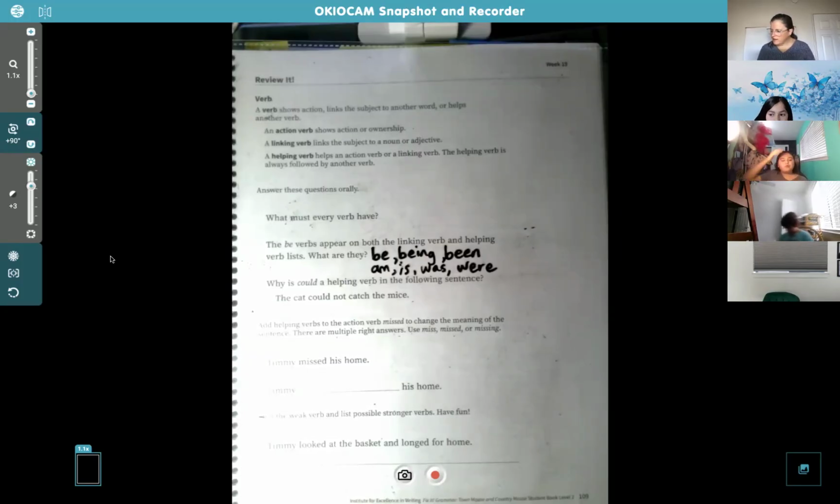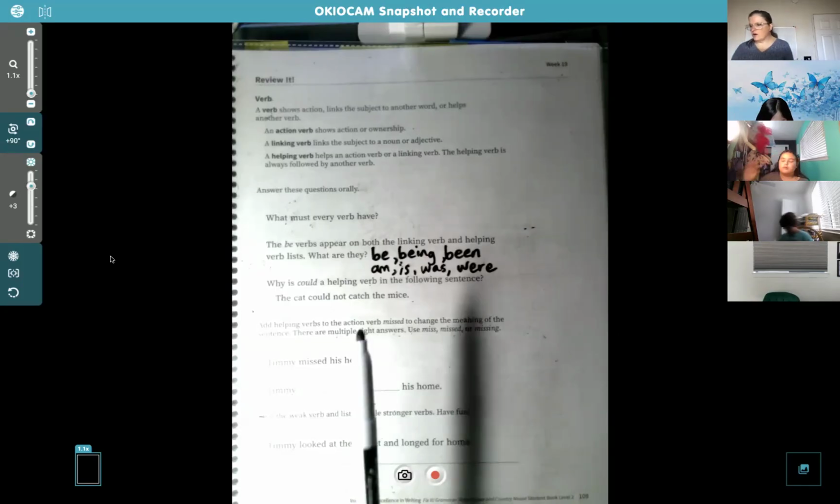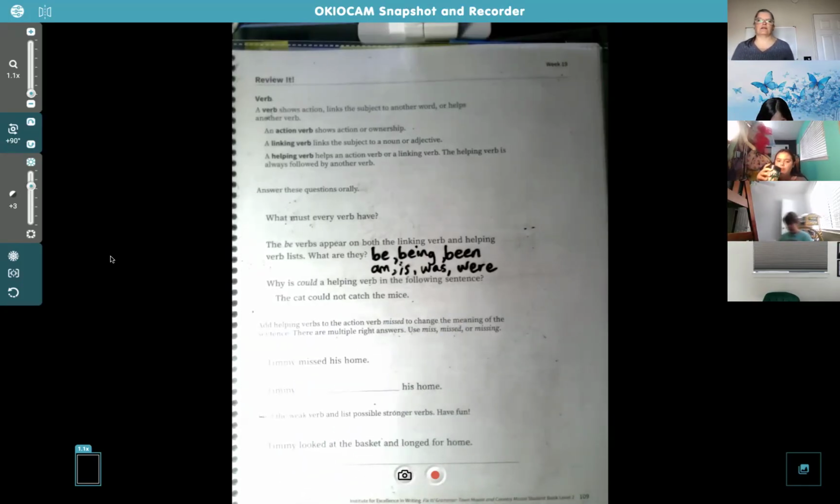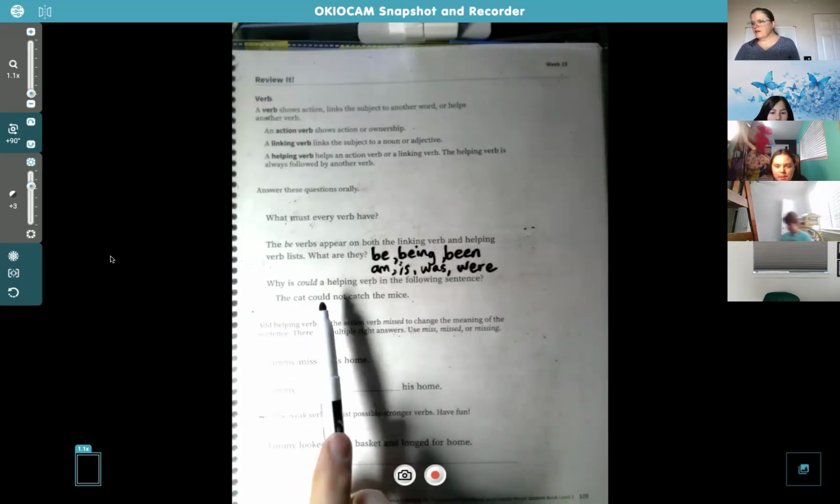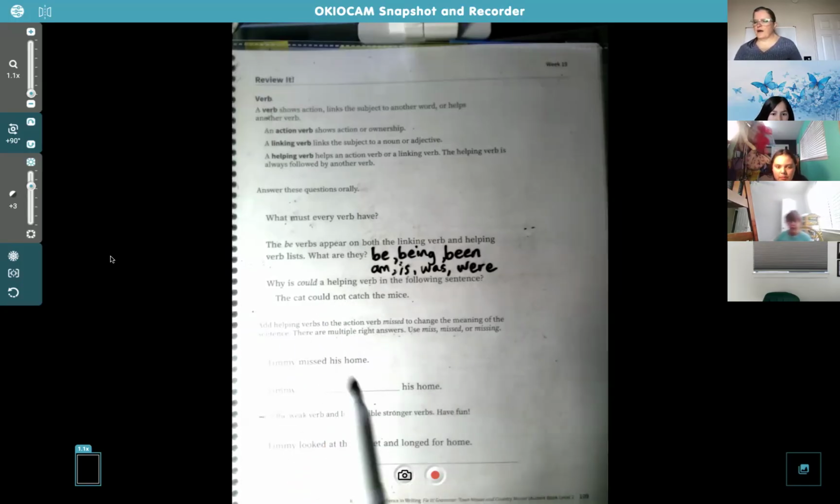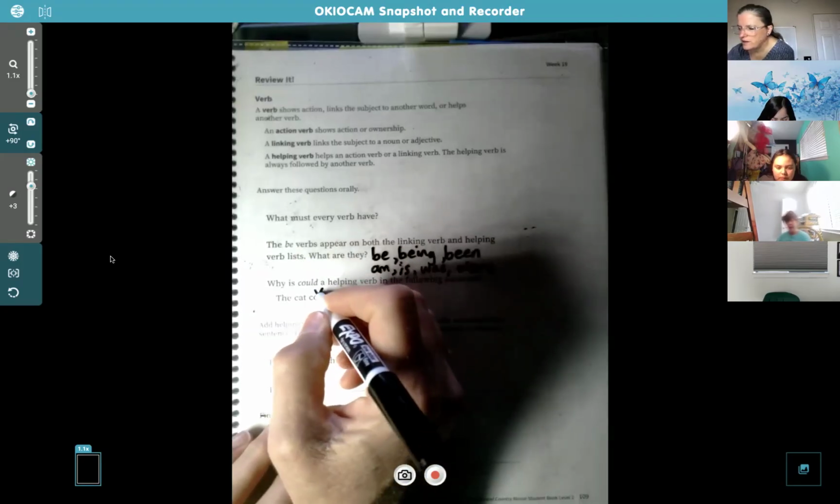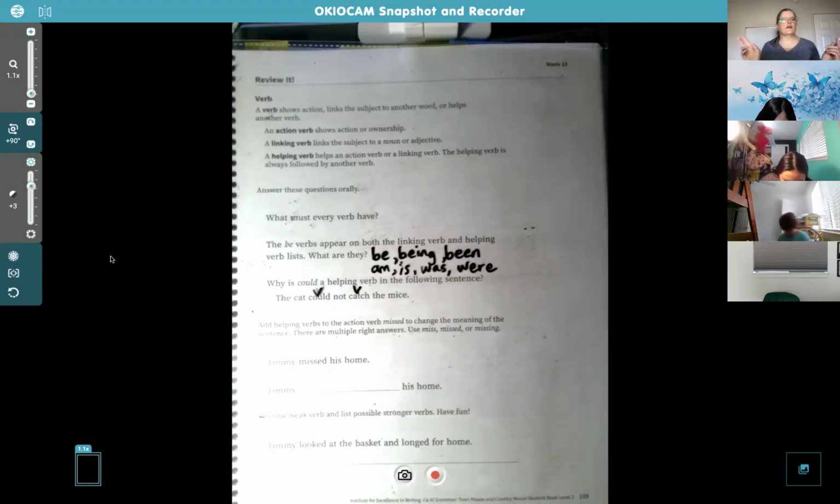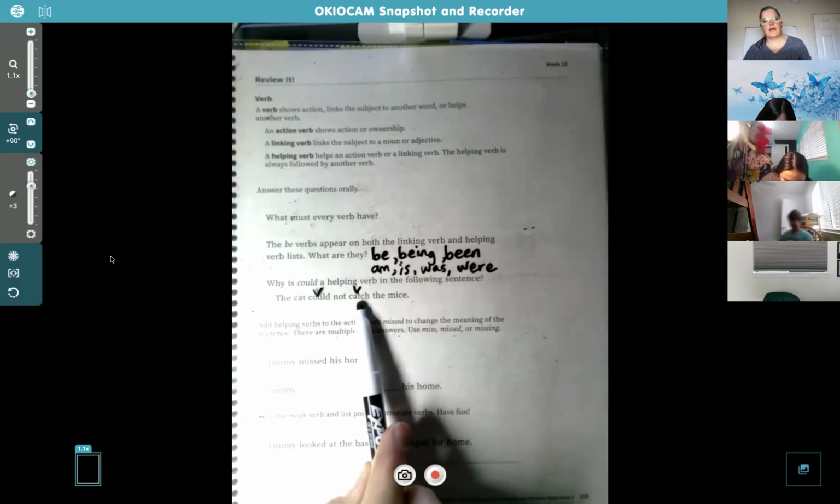Okay. And then the next one says, why is could a helping verb in the following sentence? The cat could not catch the mice. Why is that one a helping verb? Can anybody tell me why? Could not catch. Well, I'll tell you why. Put a V on top of could and a V on top of catch. There are two verbs in that sentence. They're not right next to each other, but they're close. And that means they're helping each other. So this one is helping the verb catch.